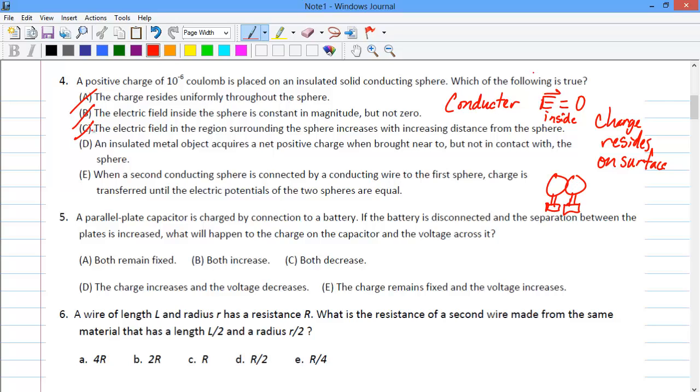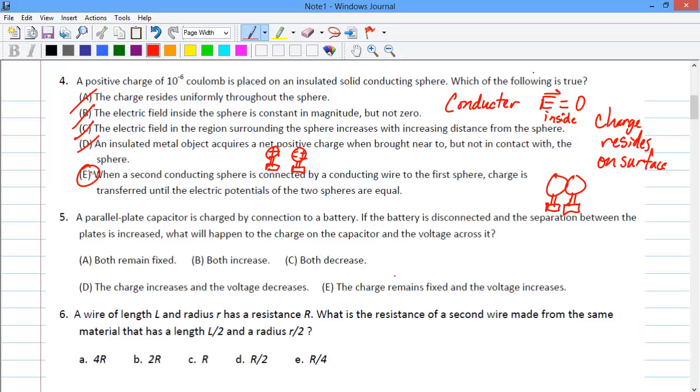An insulated metal object acquires a net positive charge when brought near to but not in contact with the sphere. If they were close to each other, so let's say this one has a positive charge and I bring it close to another one, what it's going to do is it's going to induce and polarize the charge on the surface of the other one, but it's not going to have a net charge. So D is wrong. So E has to be the correct answer.